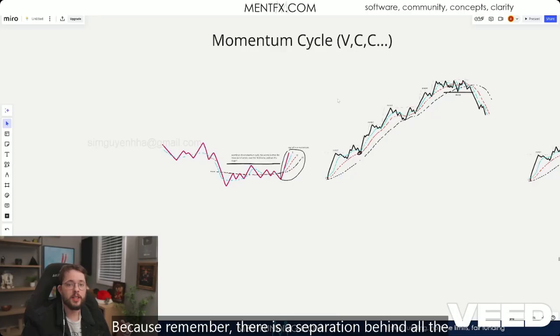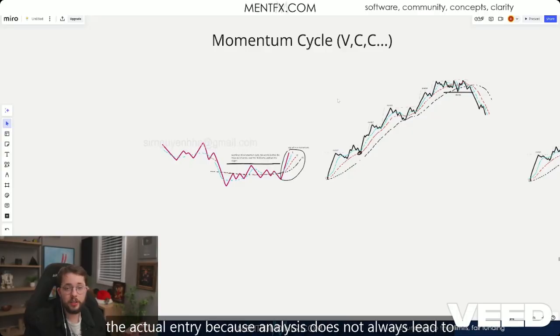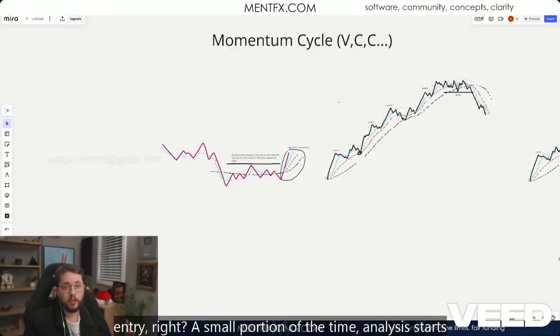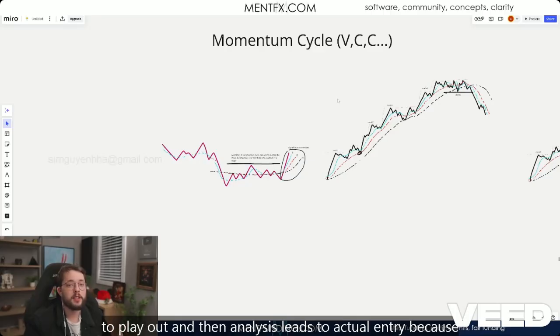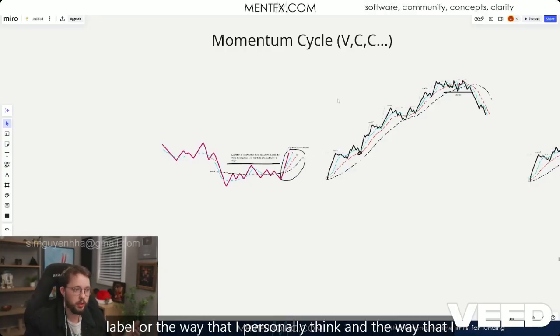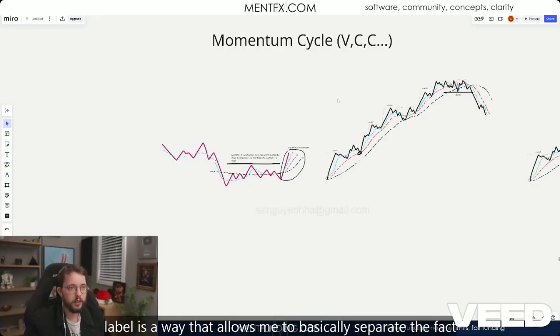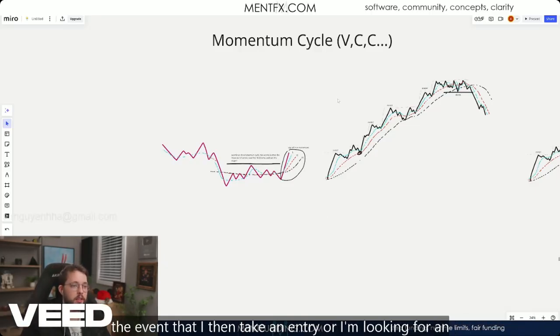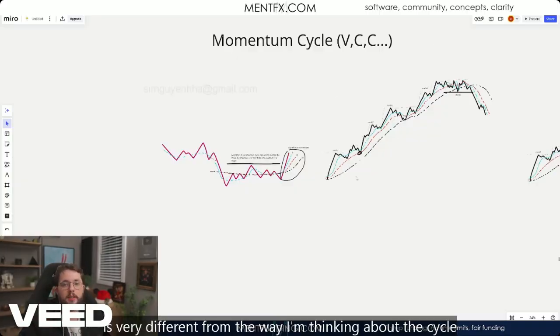Because remember, there is a separation between all the analysis that happens on those higher time frames and the analysis from the actual entry. Because analysis does not always lead to entry, right? A small portion of the time, analysis starts to play out, and then analysis leads to actual entry because everything is in line. The way that I'm teaching you to label, or the way that I personally think and the way that I label, allows me to basically separate the fact that I'm doing analysis and then I'm doing entries. And in the event that I then take an entry or I'm looking for an entry, the way I'm thinking about the concept for an entry is very different from the way I'm thinking about the cycle that's delivering for momentum.